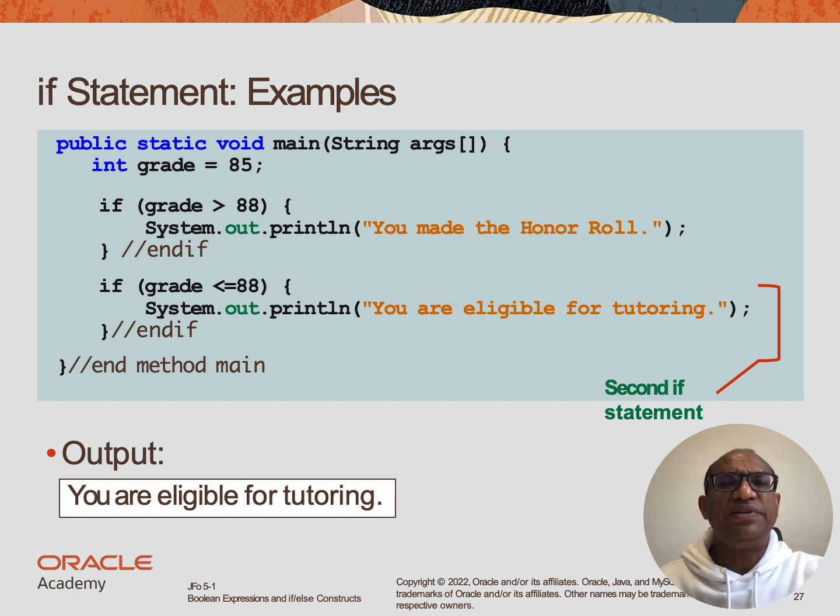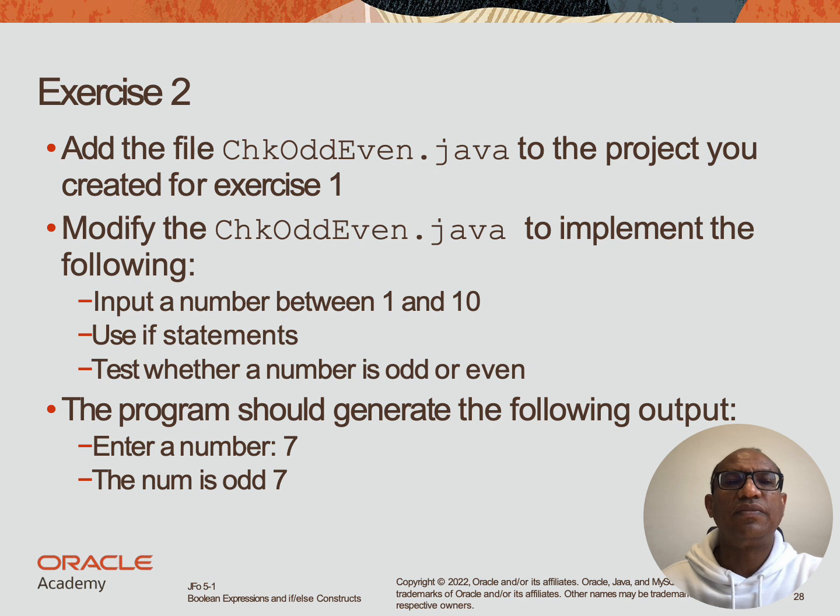In the slide example, there are two if statements. The first tests for values greater than 88. The second tests for values less than or equal to 88. Both if statements are evaluated, even if the first one is true. In exercise 2, you will test whether a number is odd or even using if statements and modulus.